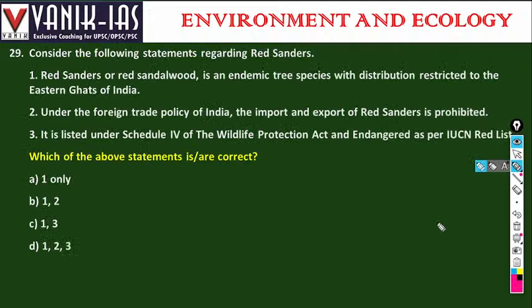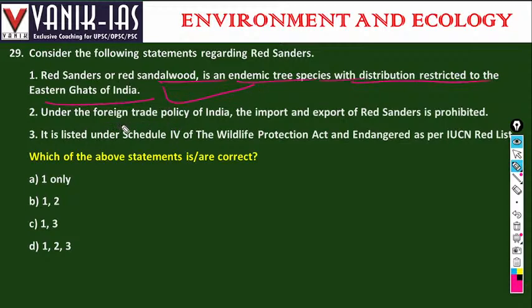Consider the following statements regarding the Red Sandal. The issue regarding Red Sandal was in the news because of the Pushpa movie. Red Sandal are endemic trees, with distribution restricted to eastern parts of India. Red Sandals are especially found in the Andhra Pradesh region, so this is right.